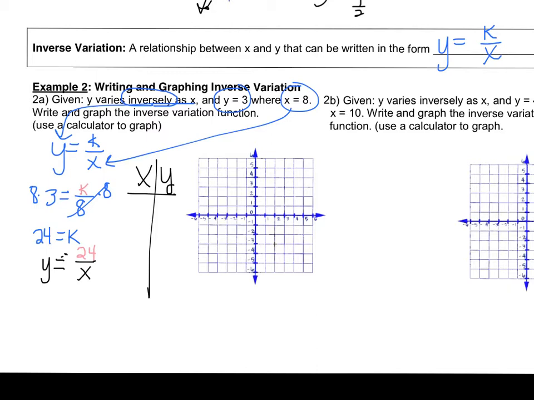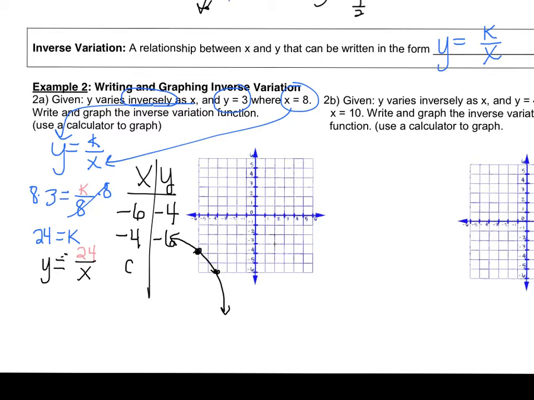Well, I know if I divide 24 by -6, I'd get -4 for the answer, and -6, -4 will fit on the graph. So I also can divide 24 by -4, and when I do that, I'll get -6 for the answer. So there's 2 points, and I'm going to draw that curve.